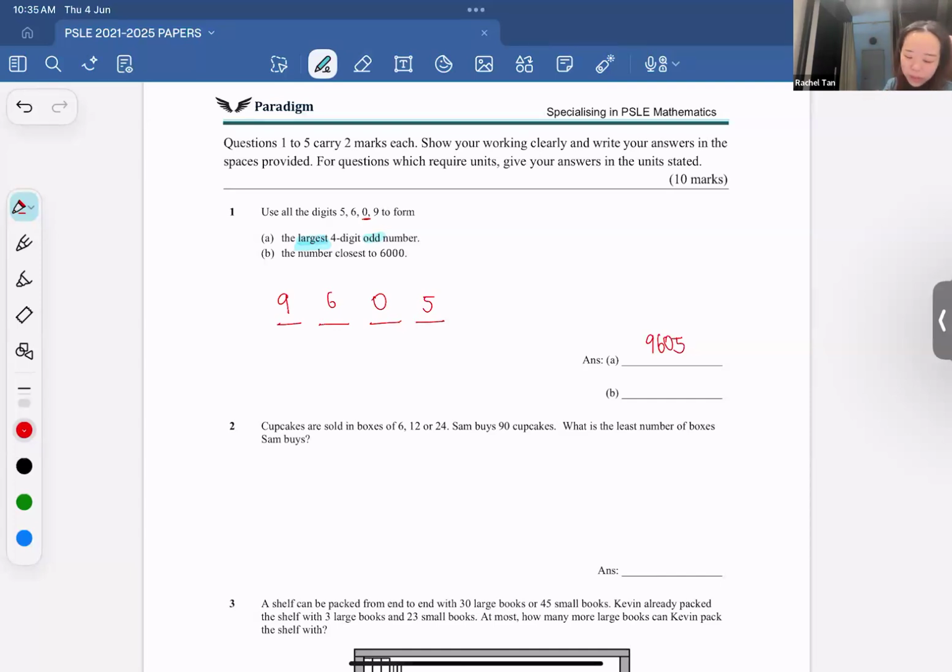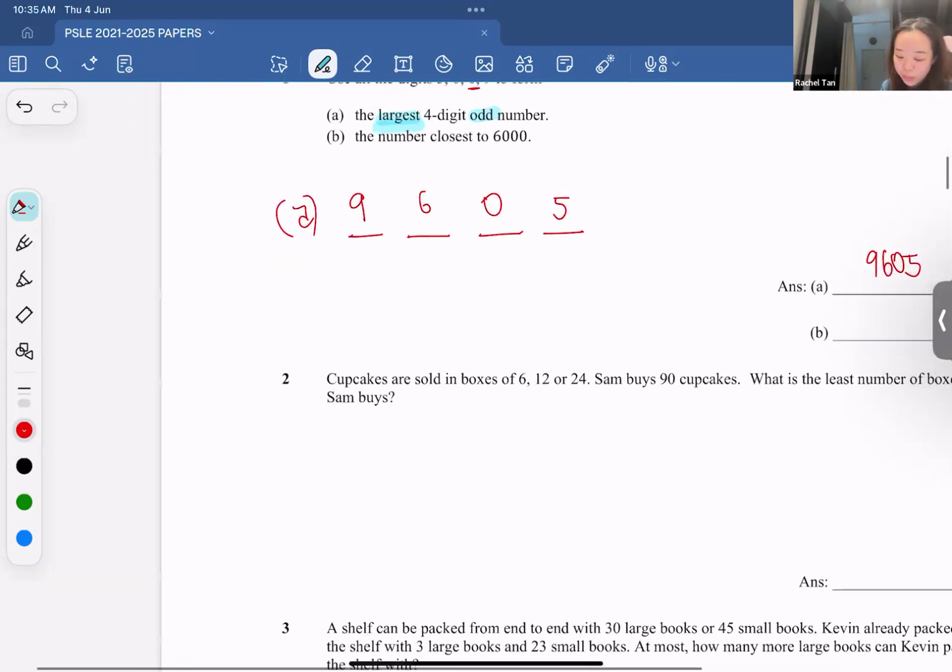Okay, next one, question B. If I want a number that is closest to 6,000, it means that it must be how many digit number? It must be a 4-digit number, right? Yes, correct, Clifton. So it must be a 4-digit number, 1, 2, 3, 4.